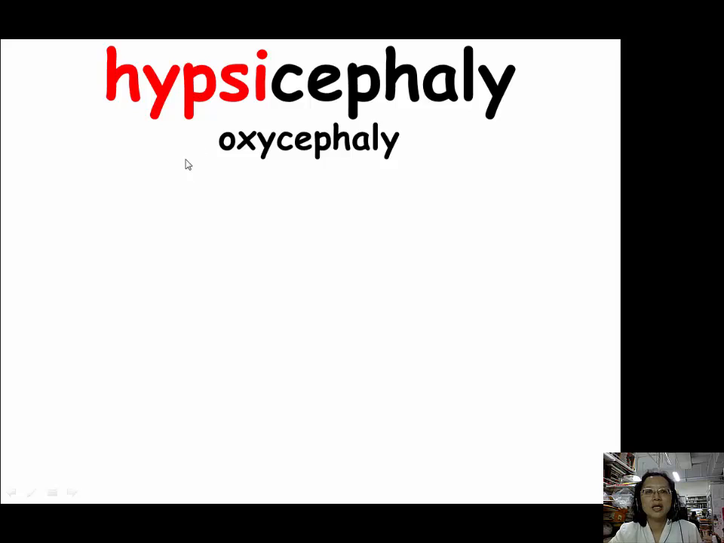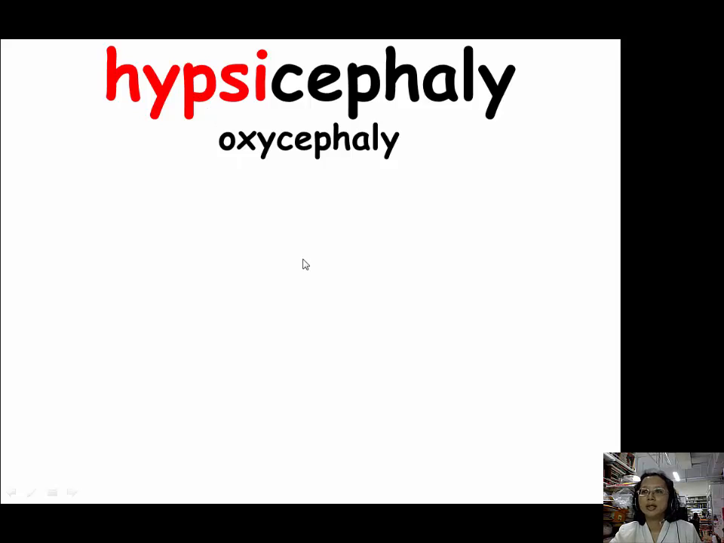Our example is hypsicephaly. Hypsicephaly, also called oxycephaly. Remember we learned before the suffix cephal, C-E-P-H-A-L. Actually, it originated from a prefix, cephal. It means head. And what does that mean of a high head? Actually, hypsicephaly is also called oxycephaly. And we learned the prefix oxy, O-X-Y, before. It means oxygen or sharp.